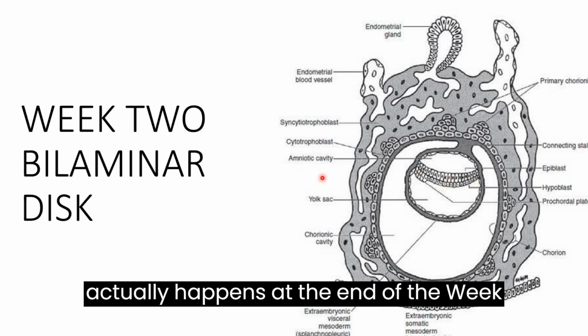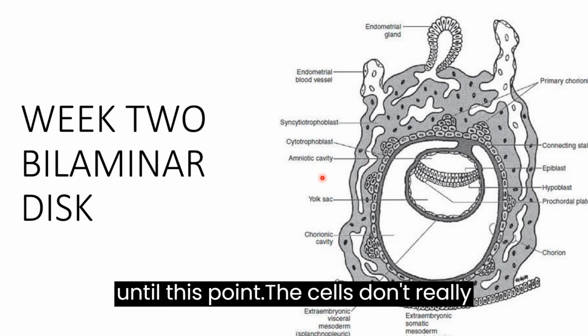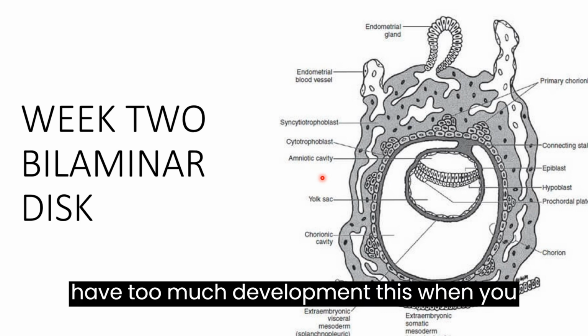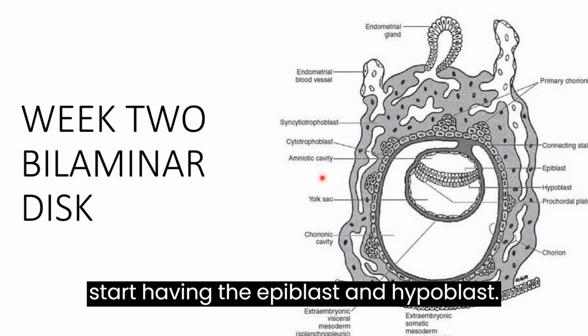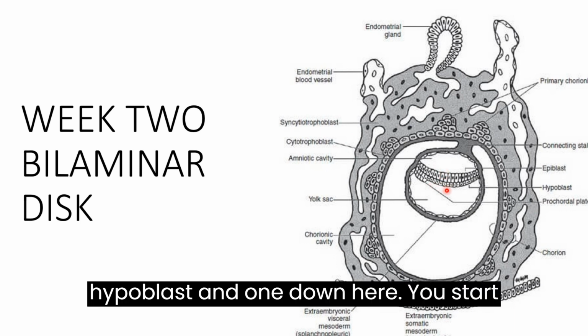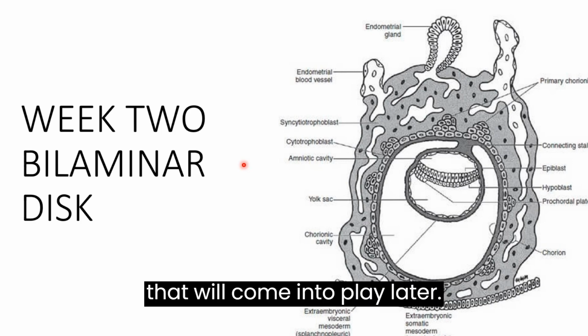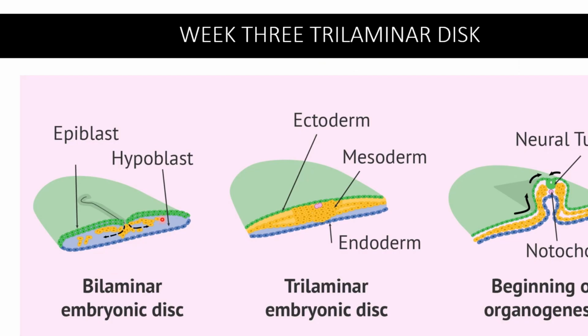This happens at the end of week 2, and up until this point, the cells don't really have too much development. When you start having the epiblast and hypoblast, epiblast would be the one up here, hypoblast the one down here, you start having some specializations of cells, and that will come into play later.